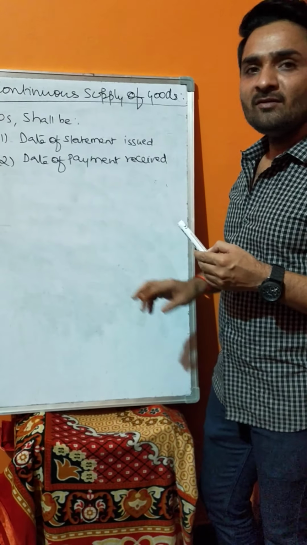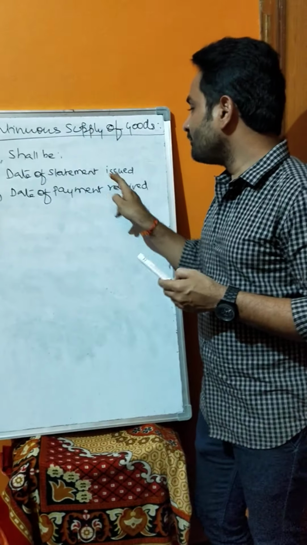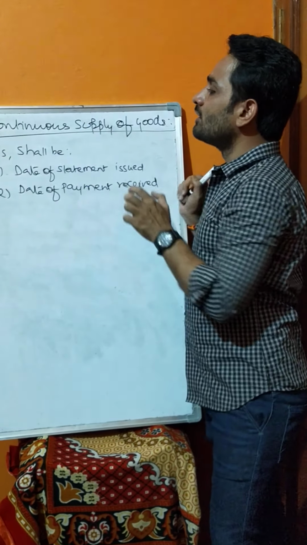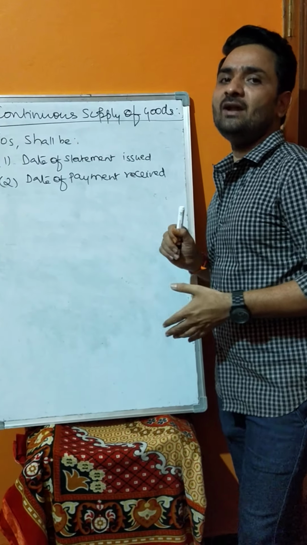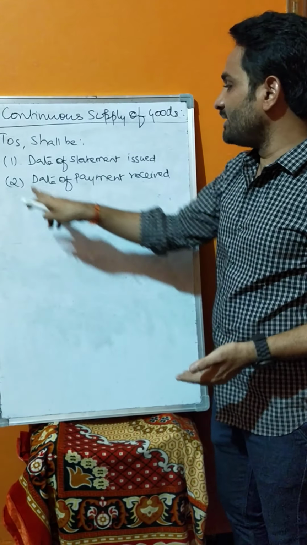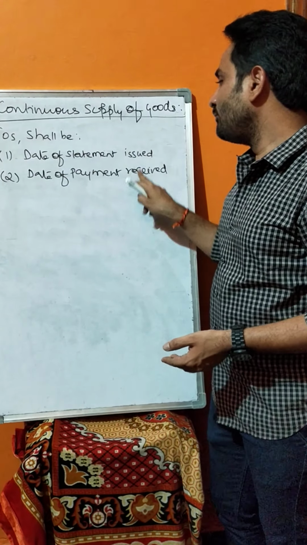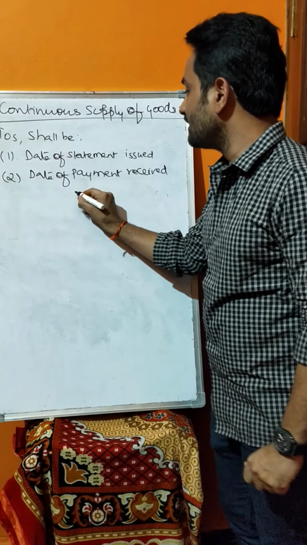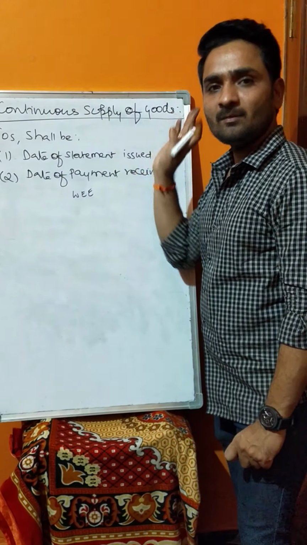So what will be the time of supply? Time of supply shall be date of statement issued or date of payment received. What is this date of statement? As and when the goods are supplied in the continuous supply of goods, for every 1 month or every 15 days, along with the goods, the statement will be sent. So this is the statement. That date of issue of statement should be taken into consideration. Then date of payment should be taken into consideration. In these two, whichever is the earliest, that can be taken as time of supply.